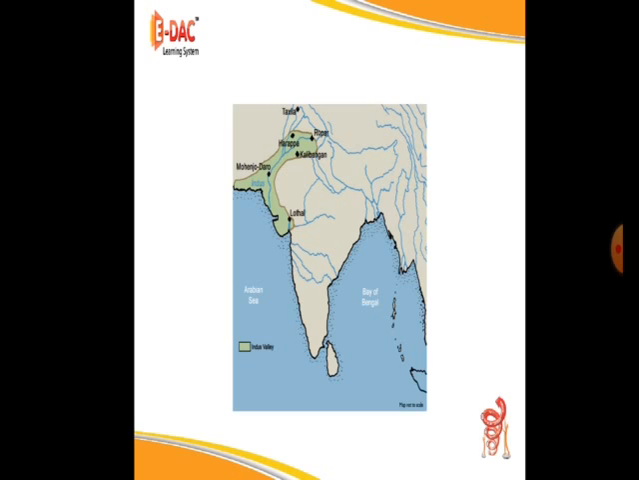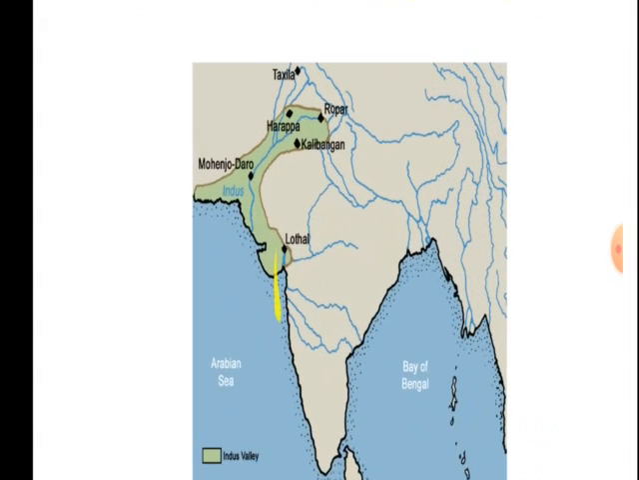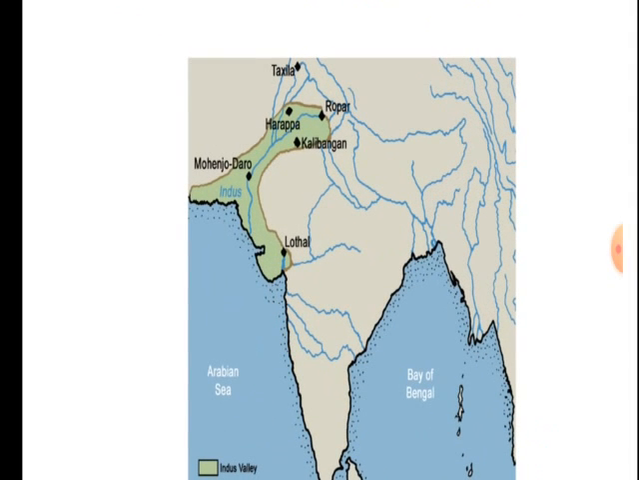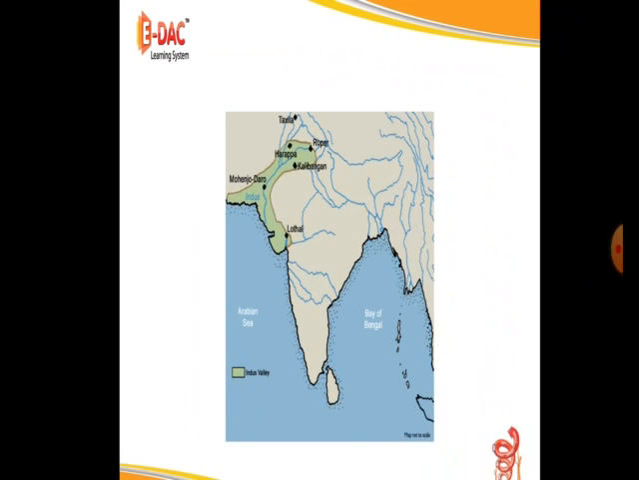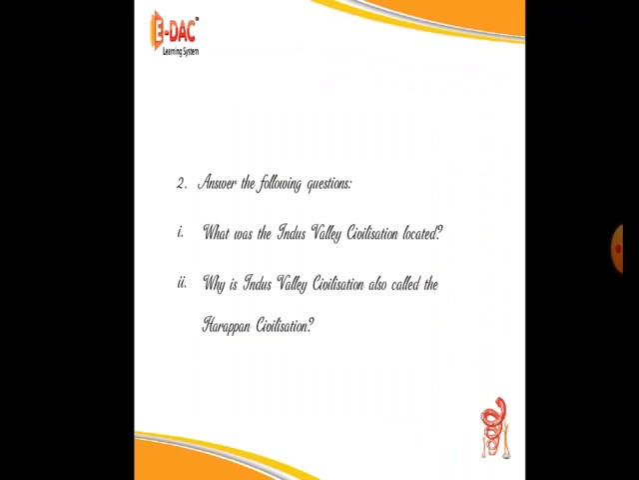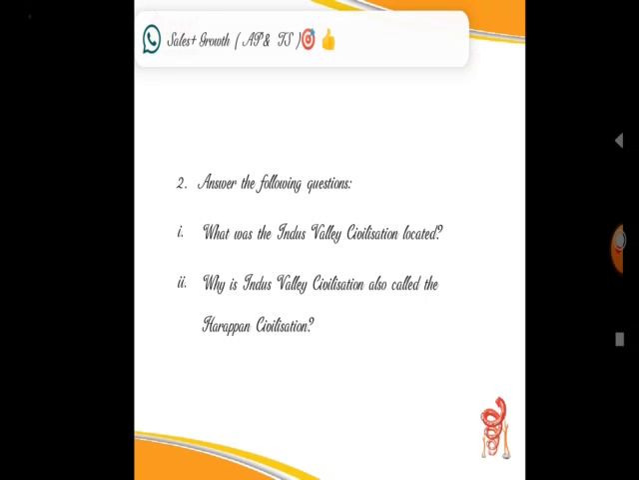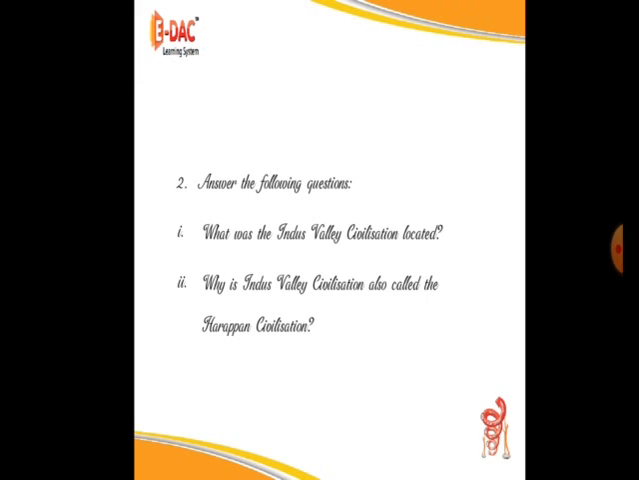You can see the area where it is located and the Indus River, which is in blue, and you can see Mohenjo-daro and Harappa. These are the Indus Valley civilization cities. Answer the following questions. What was the Indus Valley civilization? Where was the Indus Valley civilization located? Why is the Indus Valley civilization also called the Harappan civilization?